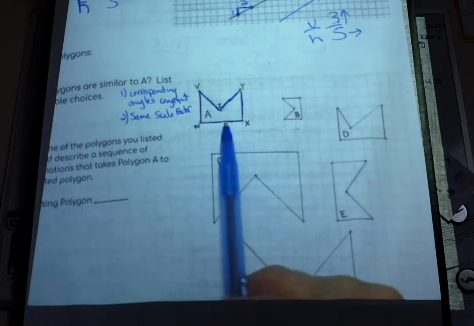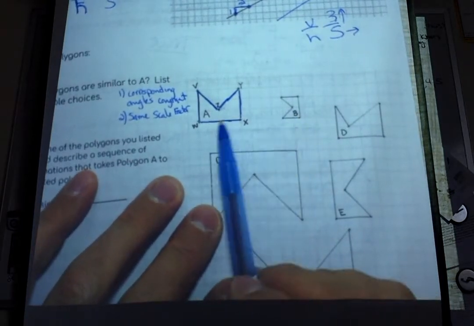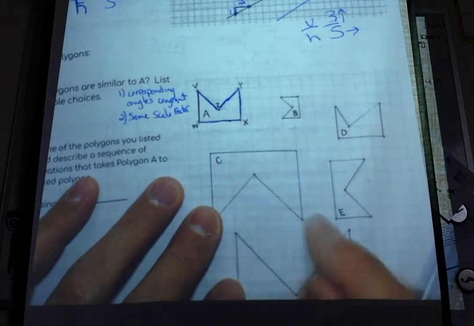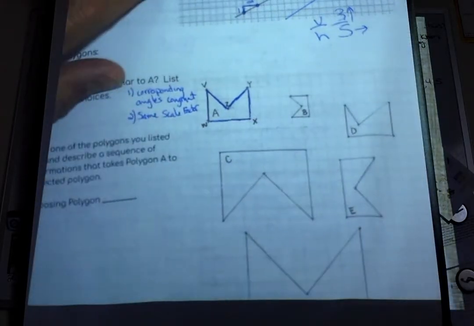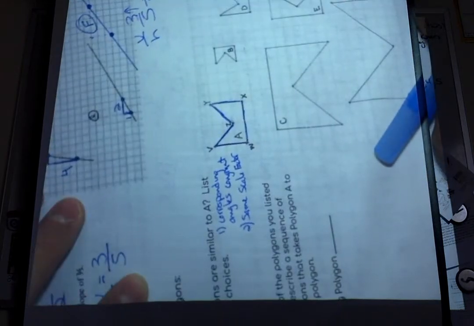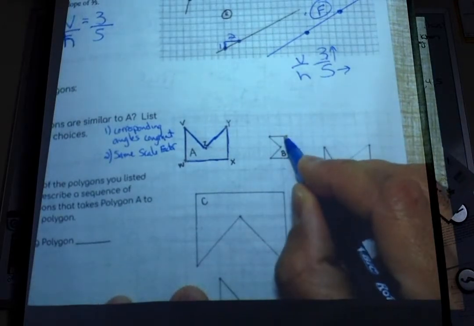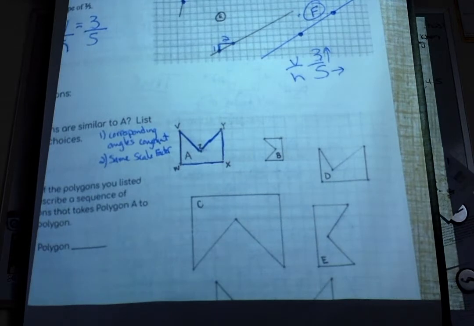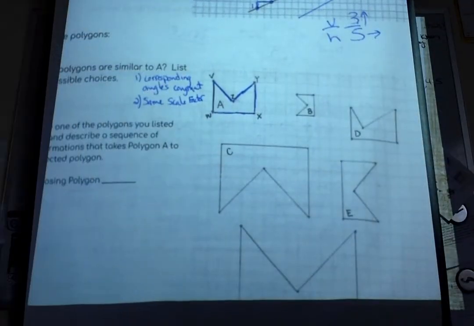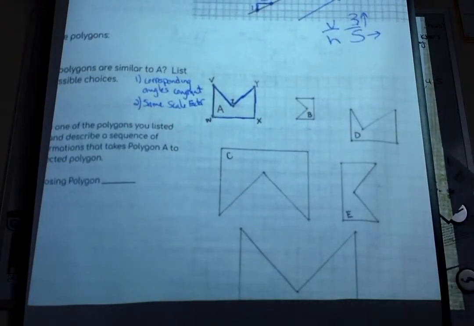So what we need to do is let's look at B. So if we had this shape, if we would need to rotate this, if I rotated this, so it's now facing the same direction. But then what we need to do is our angles. We have two 90-degree angles. Would they match up? So to do this, you could use tracing paper. Let me grab some tracing paper. So this is our original.